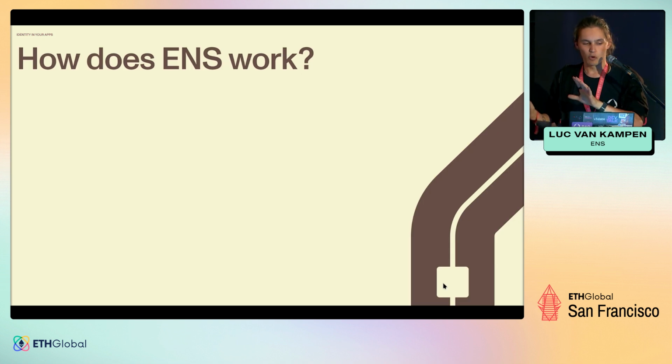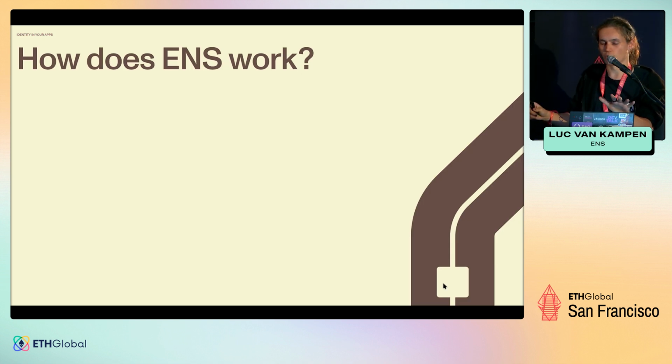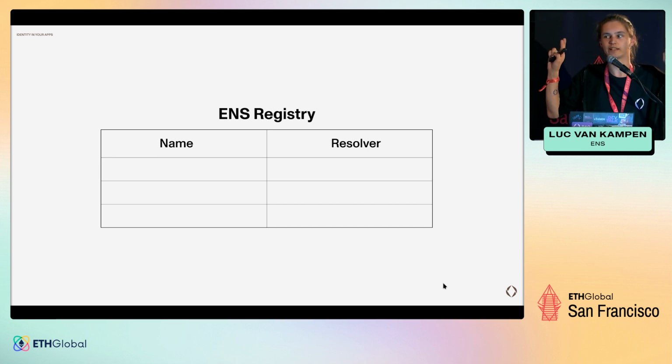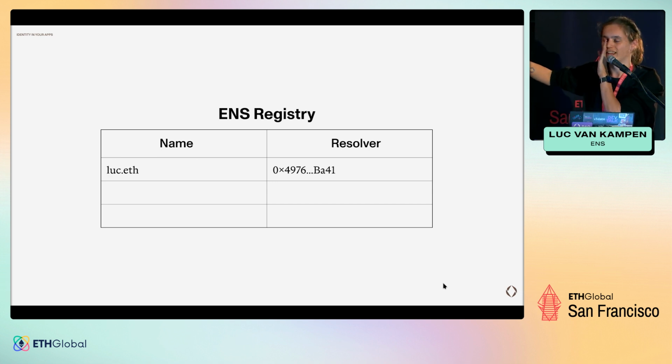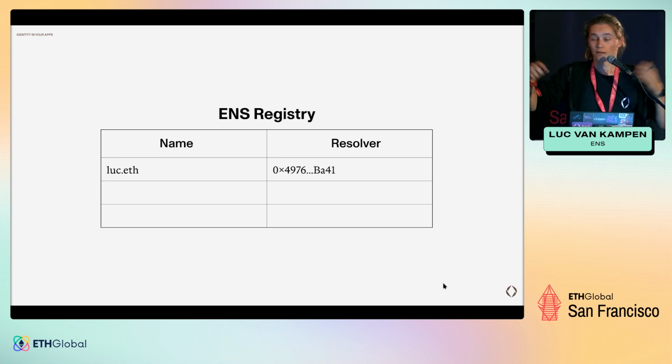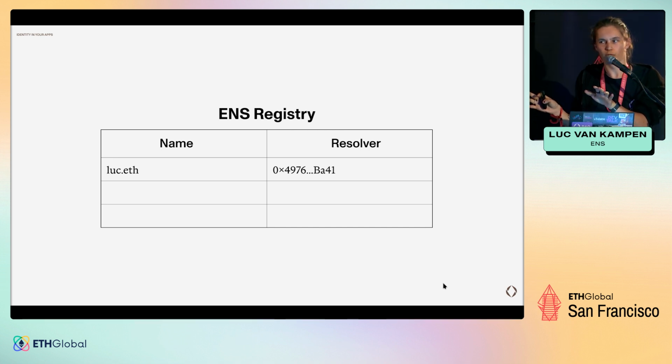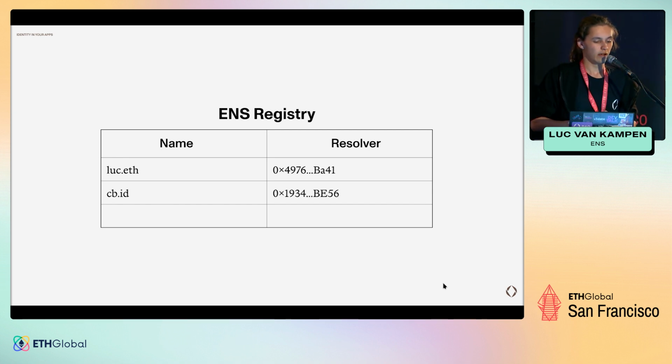So more about how those work. How does ENS work as a whole? Super simple. We have a contract on mainnet. I will be oversimplifying a little bit. But essentially, we keep track of the name and the resolver and the owner. For Luc.eth, my resolver is 0x49 yada yada yada. This one will be familiar because a lot of us have this one. I'll get back to it in a minute.